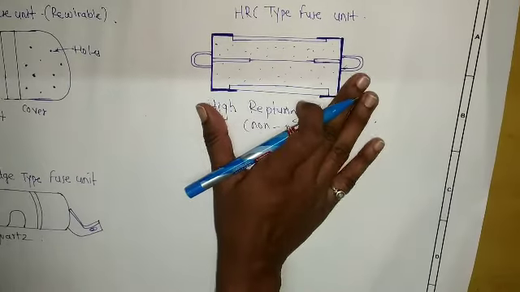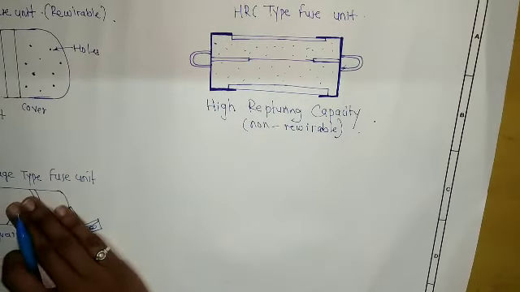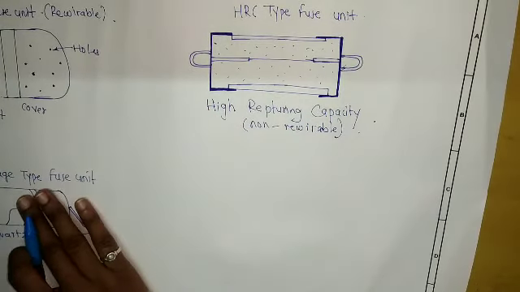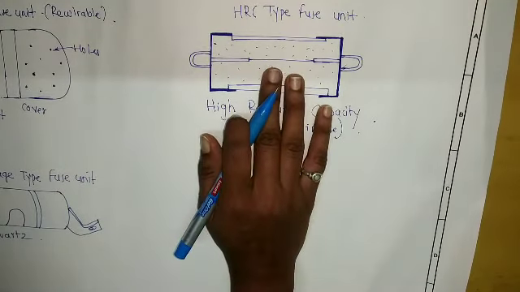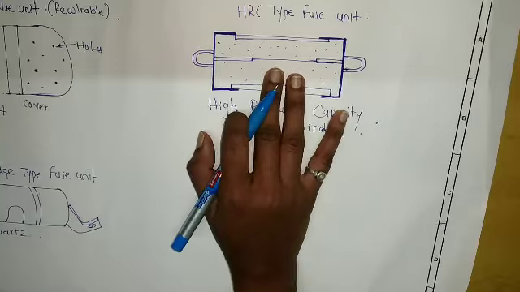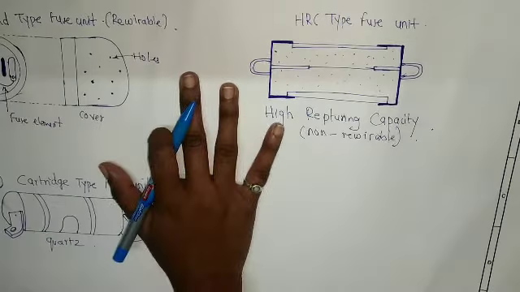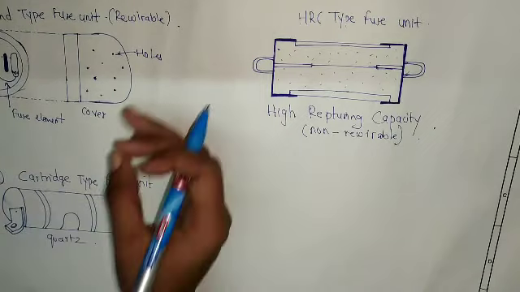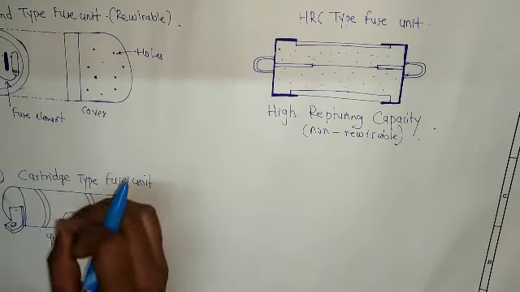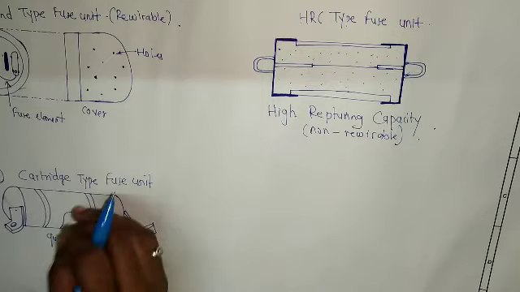So the construction is similar to the cartridge type, except that the fuse wire can carry the short circuit heavy current for a known period of time. In the other, whenever the short circuit current, that means overcurrent flows, at that particular instant only our fuse wire will get melted.